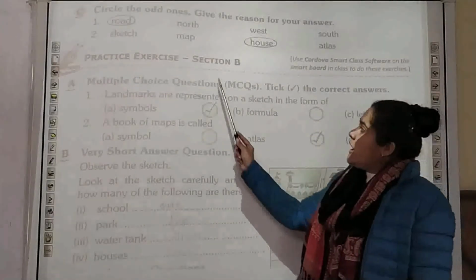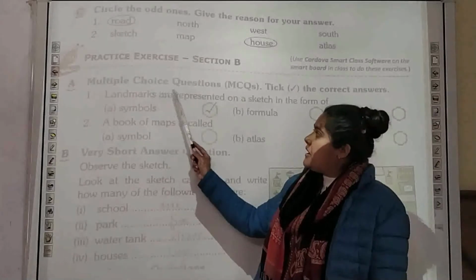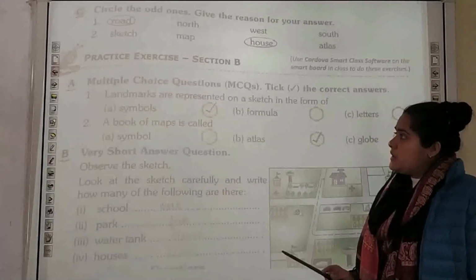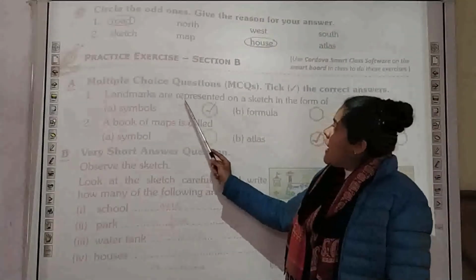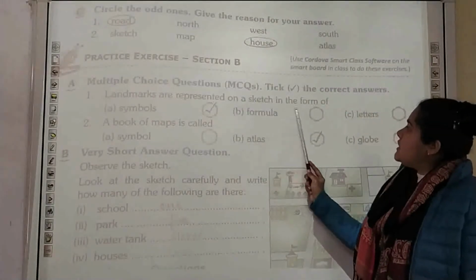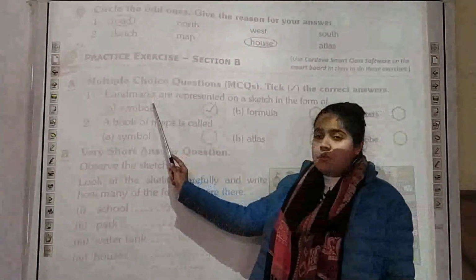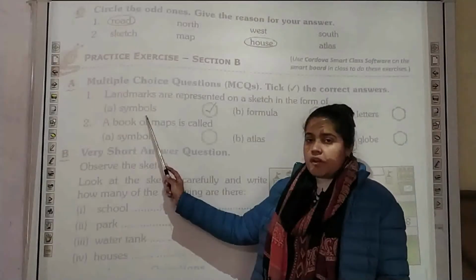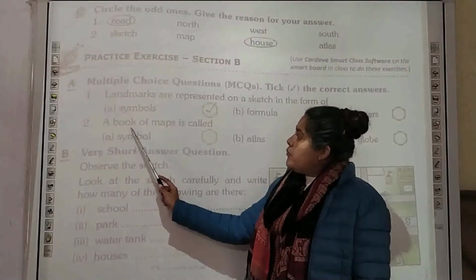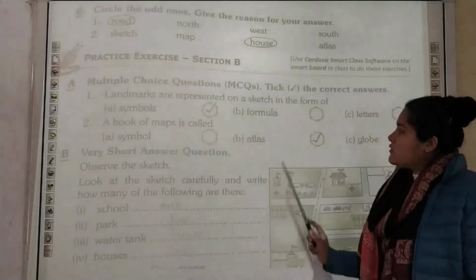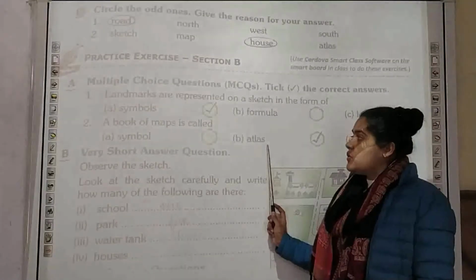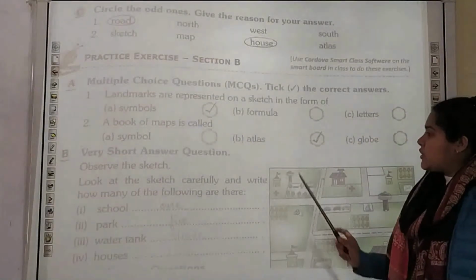The next is you have to choose the correct answer from this. Landmarks are represented on a sketch in the form of. So how are landmarks being represented? By using different symbols. The next is: a book of maps is known as dash. It is known as atlas. As I've told you, you have to remember this, it is important.